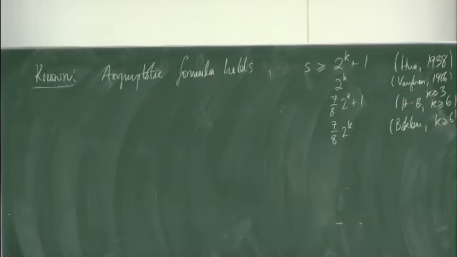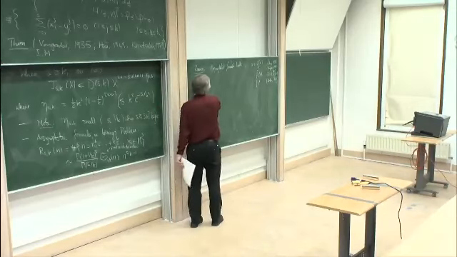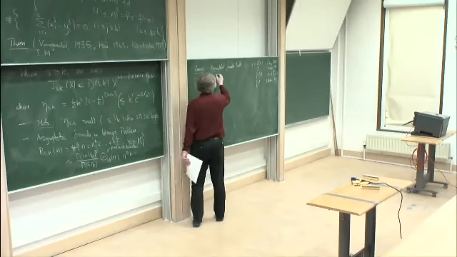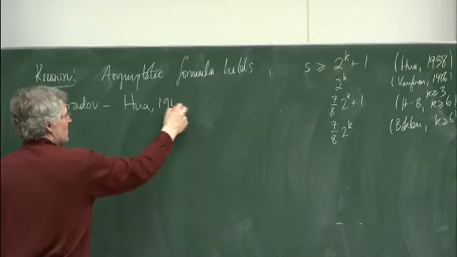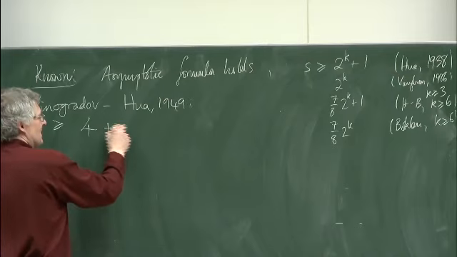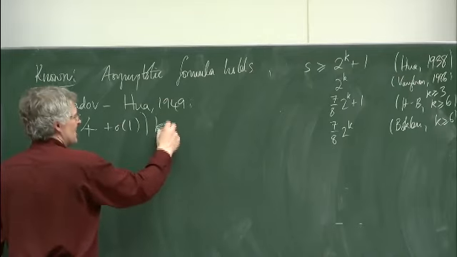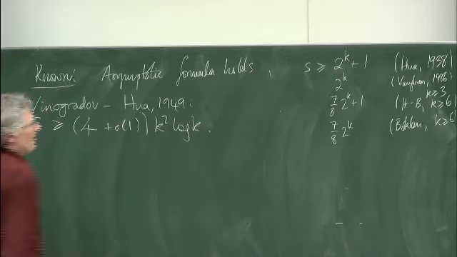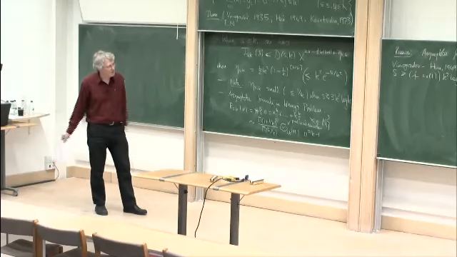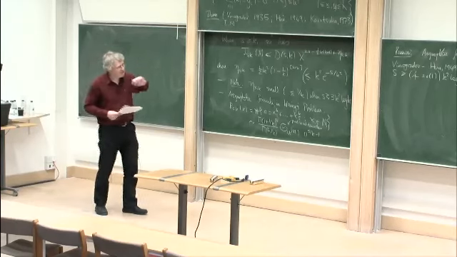And one of the big deals about Vinogradov's work was that, and maybe I'll state this in the form that Hua actually proved this in 1949, this asymptotic formula holds if the number of variables is not much bigger than 4 times k squared log k. So you can see, for large values of k, this definitely wins. And then there's a question about what large k should mean.